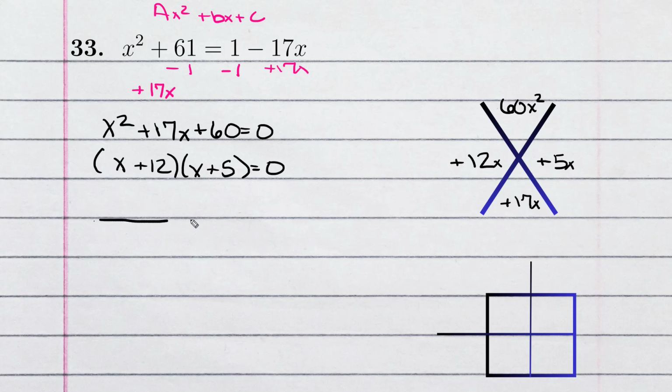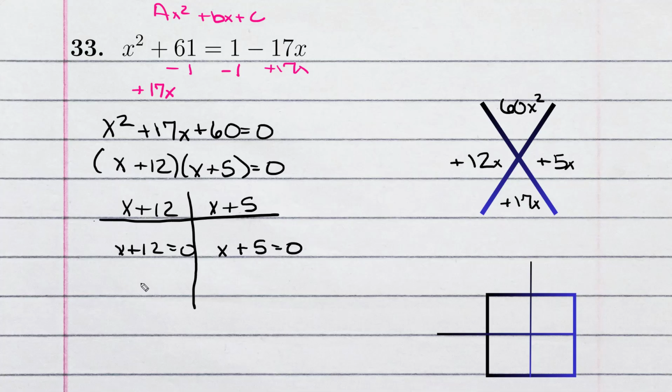And so I'll go ahead and put that in a chart. And so I have x plus 12 as one of my factors, x plus 5 is the other factor. I set those two factors equal to 0. And so my two solutions are x equals the set of negative 12, comma, negative 5.